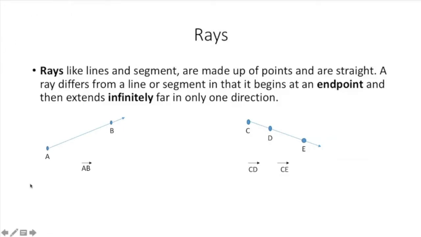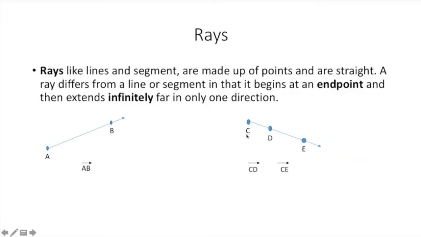Notice the ray on the left starts at the endpoint A and continues in the direction of B, infinitely far. So this arrow lets you know this keeps on going. When we denote it, we write down the letters for the points, A, B, and we draw an arrow above it, and the arrow goes in the direction of B, where it continues forever. Notice the endpoint is A, so the arrow above this ray is above A, with no arrowhead on the A end.